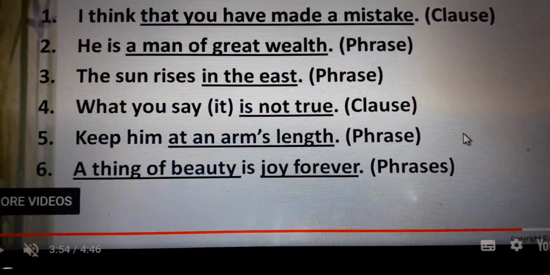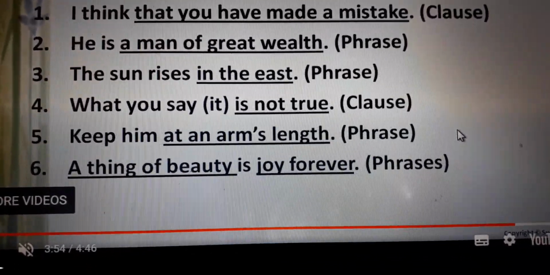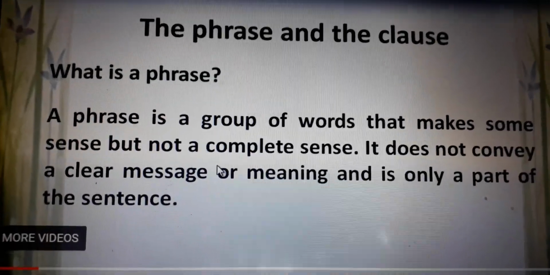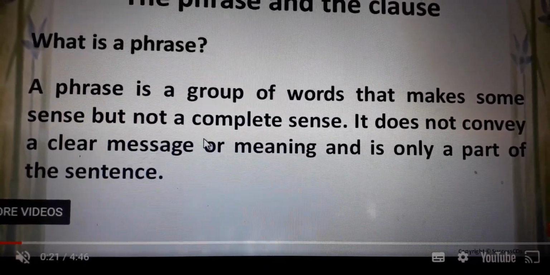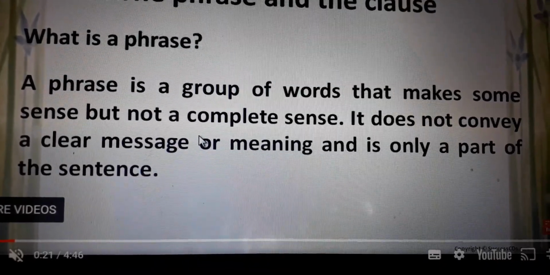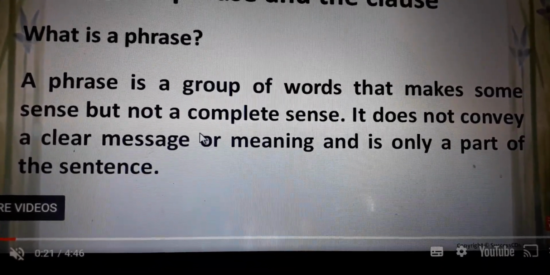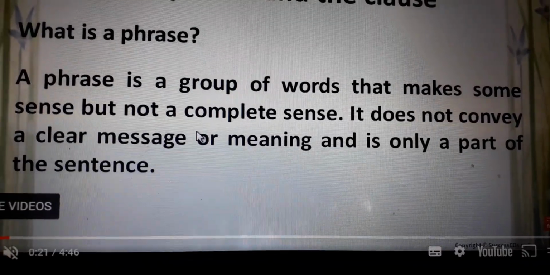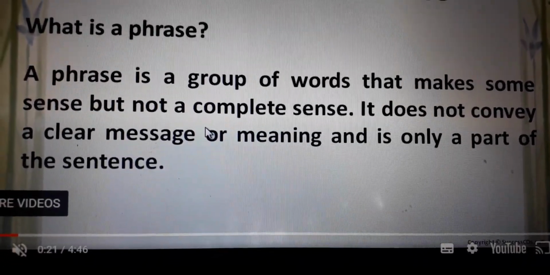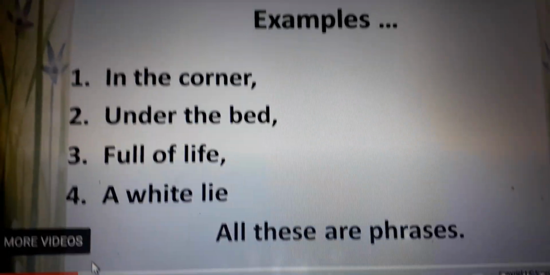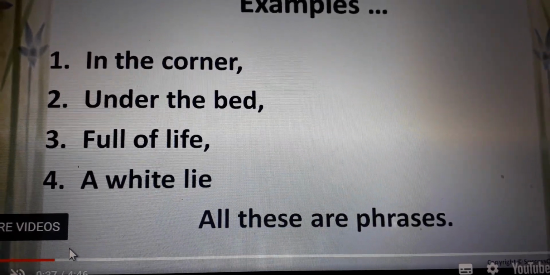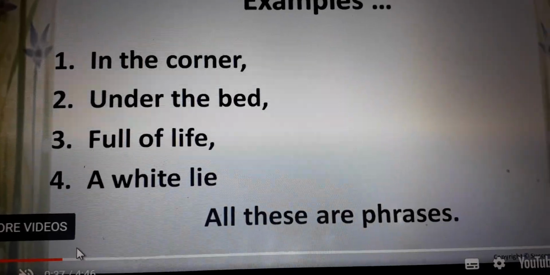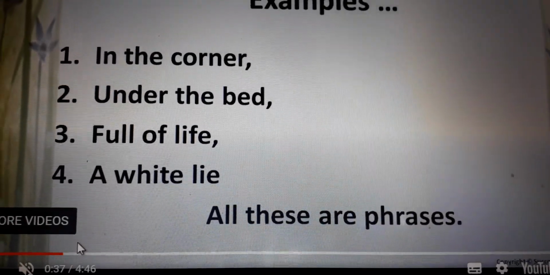Okay, so let's take a quick recap of what we have learned today. A phrase is a group of words that makes some sense but not a complete sense. It does not convey a clear message or meaning, and it is only a part of a sentence. Examples are: in the corner, under the bed, full of life. These are groups of words where there is no subject and no verb.